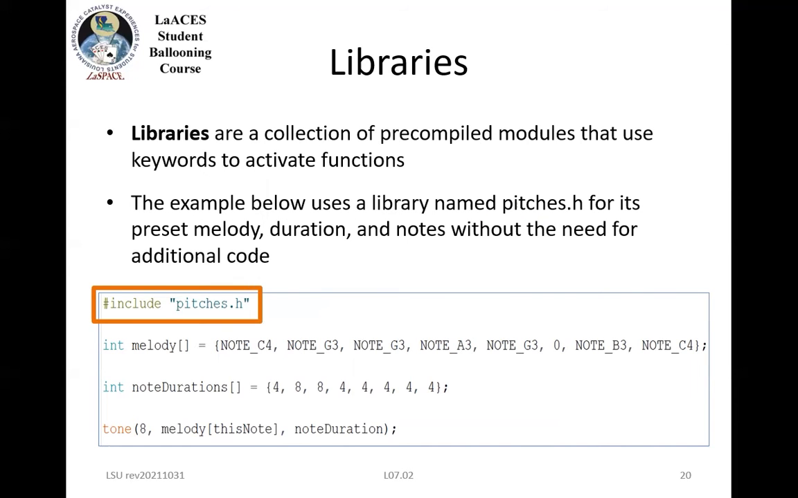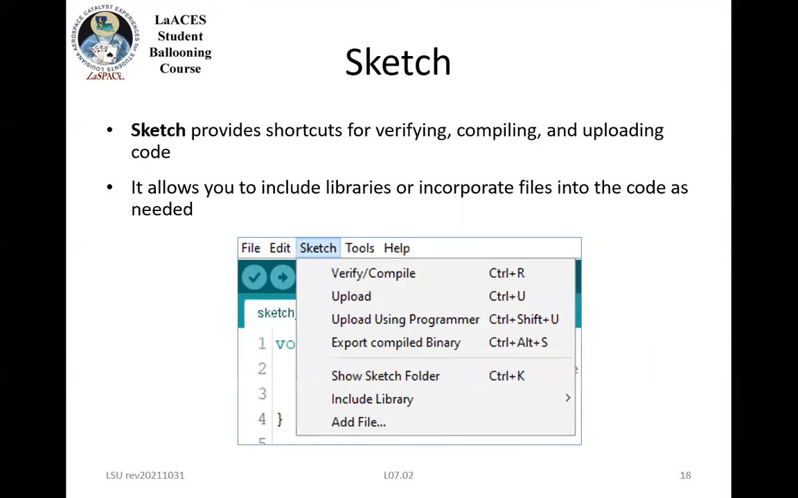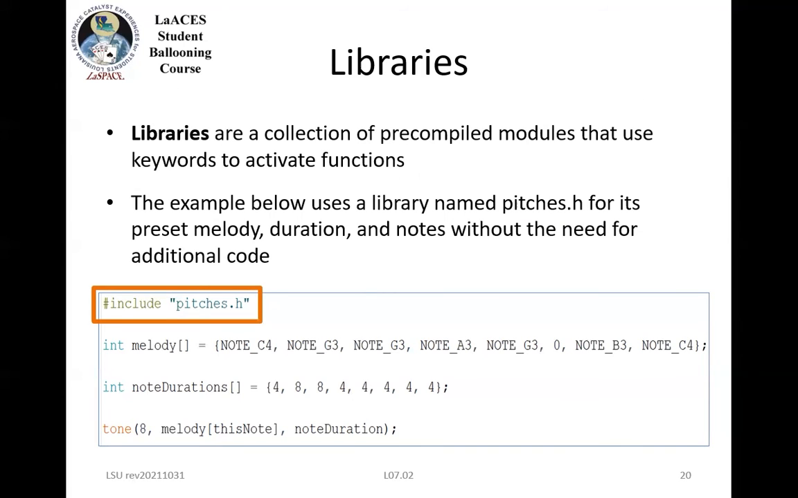And you can actually do this from the sketch menu. So if I select this include library, it'll then list all of my installed libraries, and I can click on them and it'll add this line to the top of my code, which is something that can be quite useful, and make sure you don't have a typo in the name of the library.